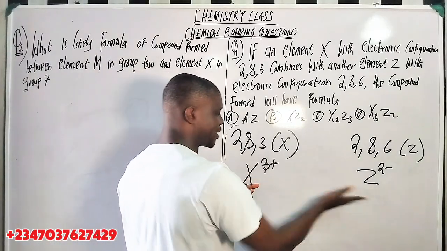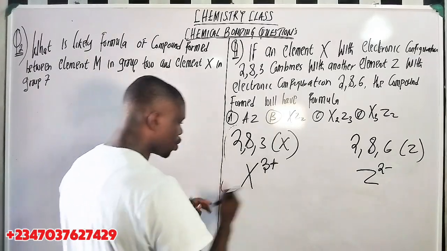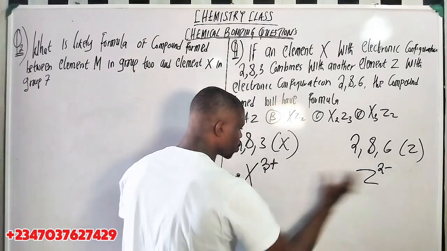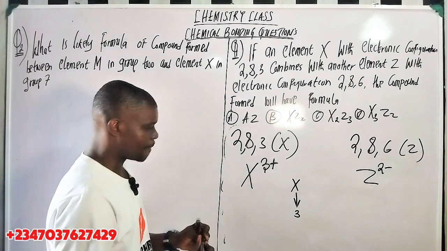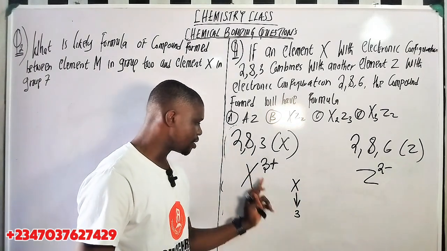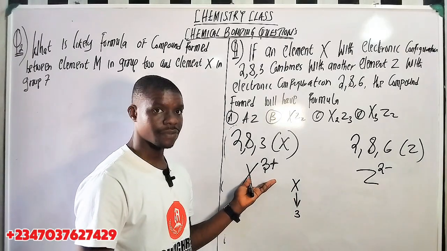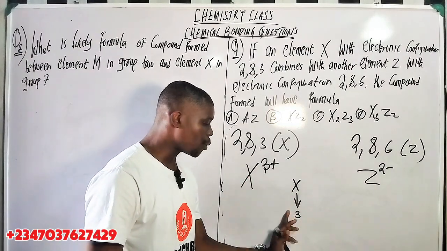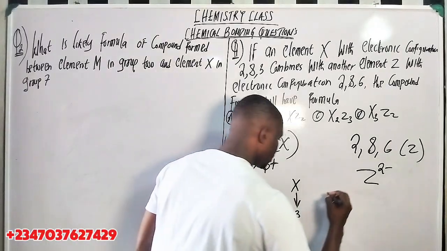So now they say the compound. If you want to write the compound, it's very easy. How do you write the compound? To write the compound, the metal will come first before the non-metal. So you have X, and you now have 3. Look at something here. X, you have 3. Now, why is it 3 here? Because the oxidation state is 3. You don't put plus. No, you ignore the sign.